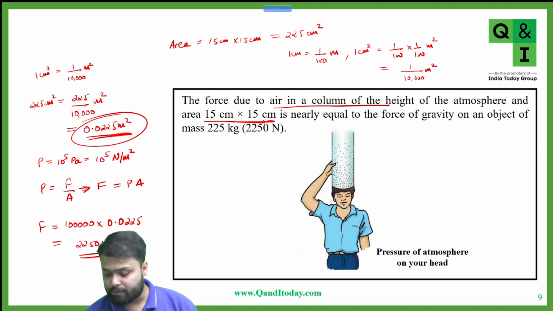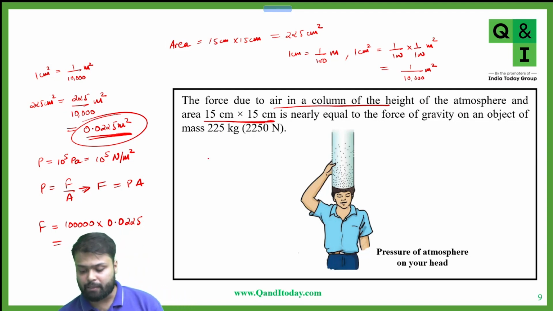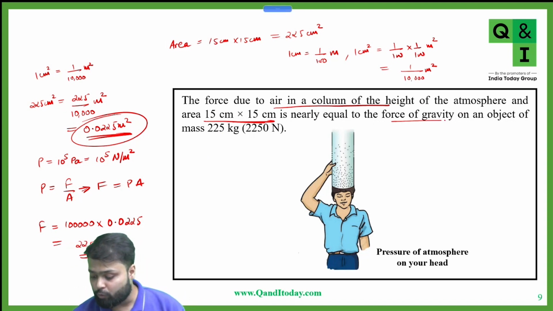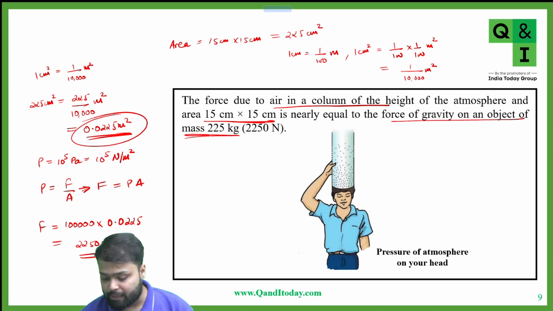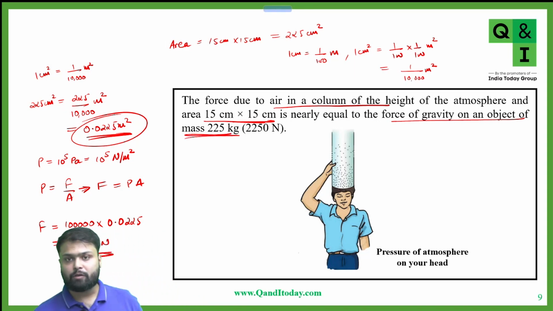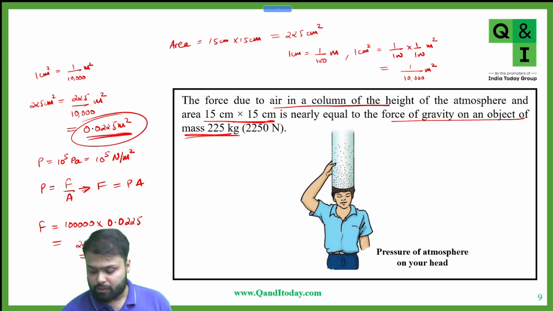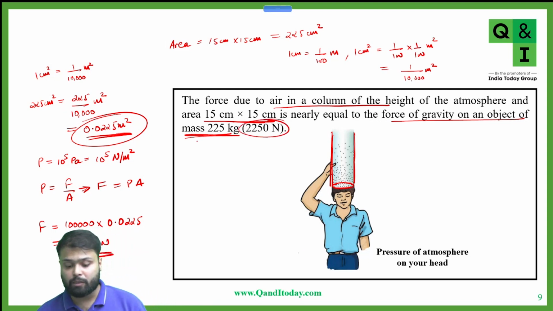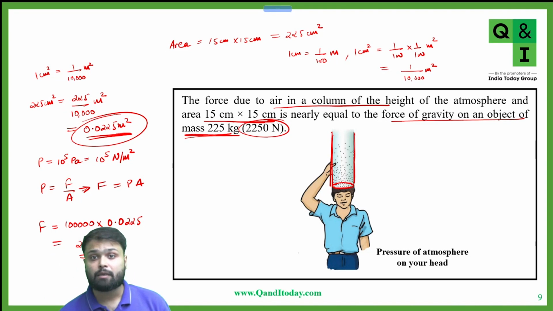Okay, so you can see here the force due to air in a column of height of the atmosphere, and if area is 15 centimeter into 15 centimeter, is nearly equal to the force of gravity on an object of mass 225 kg. Suppose you take a glass whose area is 15 centimeter into 15 centimeter, so the force acting because of the atmospheric air is approximately equal to 2250 Newton.